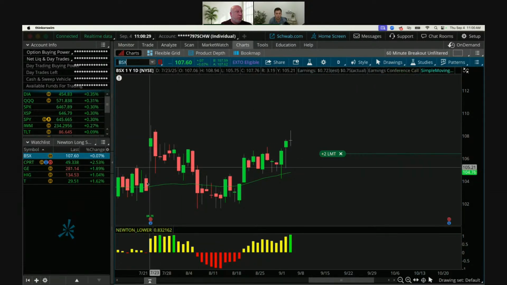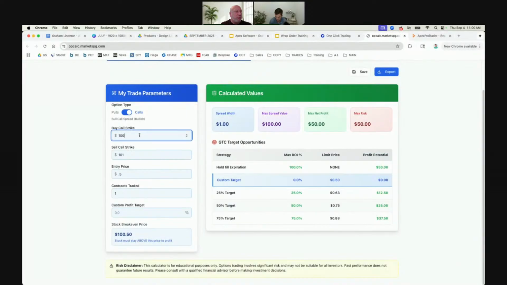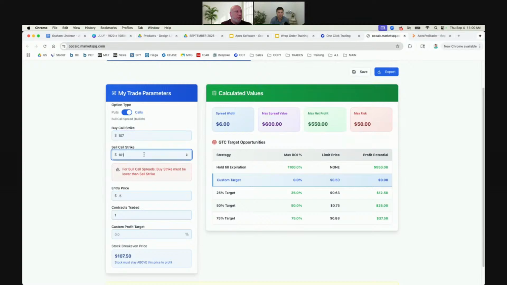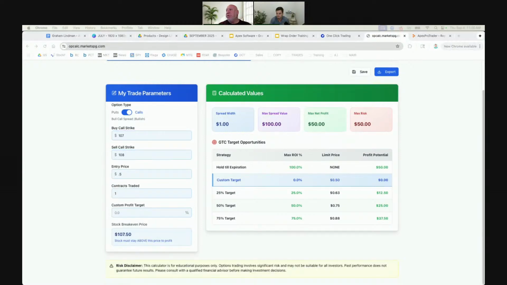Where do you put how much you want to bet? Good question. So here in the calculator, I'll punch this one in here. Oh, I never typed it in the chat. Yeah, sorry. I was busy typing to other people. All good. BSX by 12 September. 107 call.